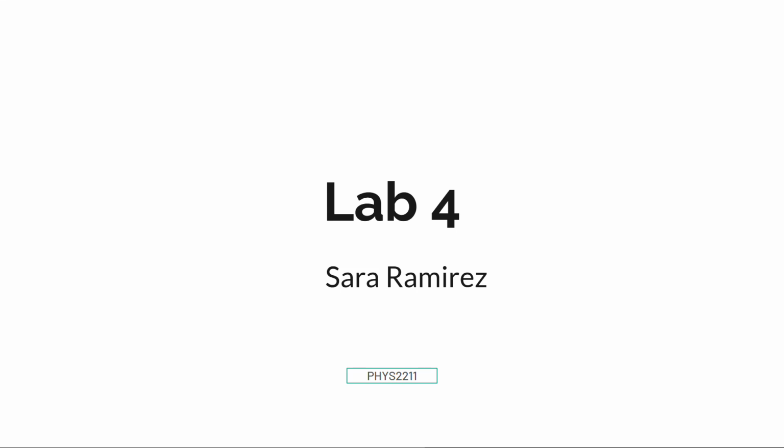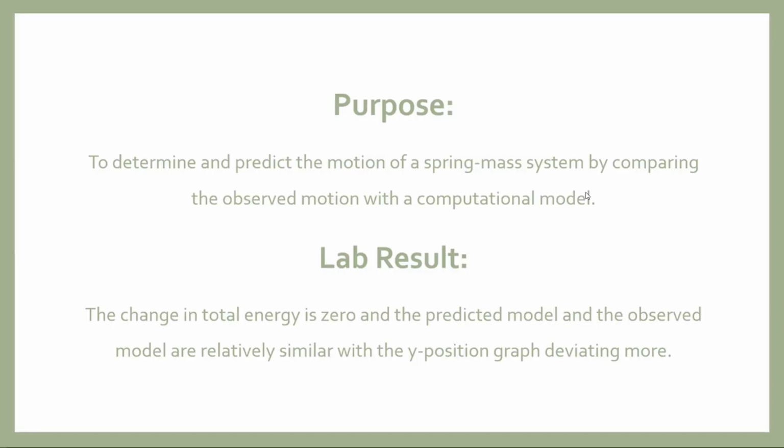This lab was to determine and predict the motion of a spring mass system by comparing the observed motion with a computational model. The results for this lab were that the change in total energy is 0, and the predicted model and observed model are relatively similar, with the y position graph deviating more.